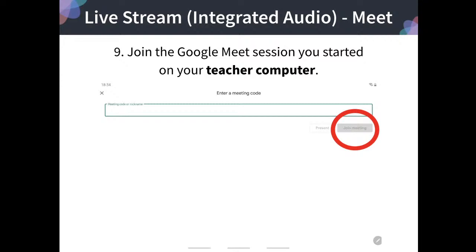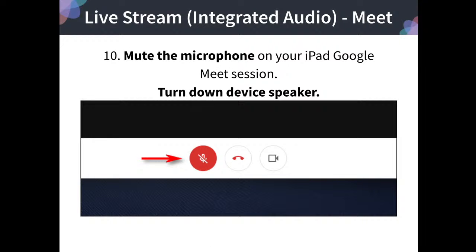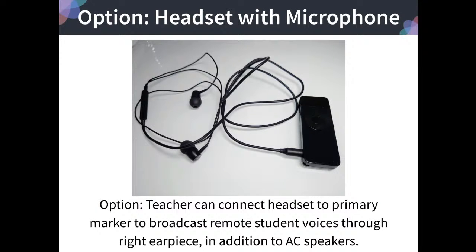Lastly, joining the Google Meet session you started on your teacher computer is now by you putting your code in on the iPad so that both sessions are joined together. Next, we have muting the microphone on the iPad. For the Google Meet session, you're going to turn that device speaker down. Okay? Then next, you always have the option for a headset with the microphone.